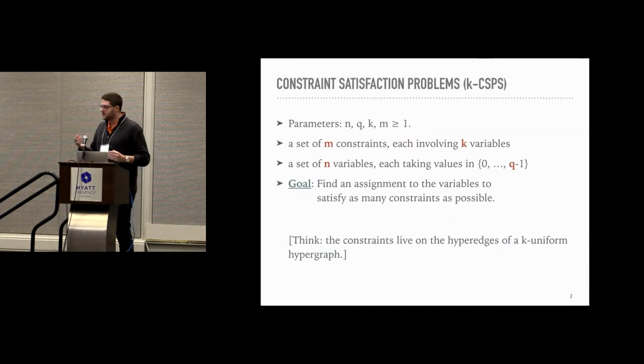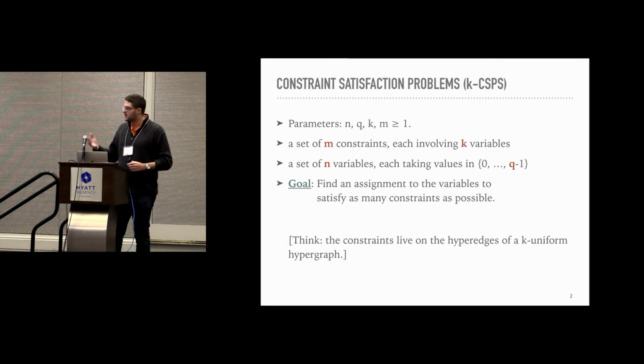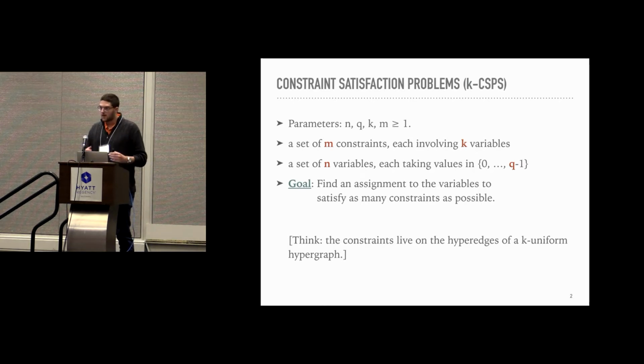Okay, so what are constraint satisfaction problems? I'm given a set of m constraints, each involving k variables. There are n such variables, and the variables take values between 0 and q minus 1. The goal is to find an assignment that satisfies as many of the constraints as possible. The mental image I have in the back of my head is that these constraints are really living on the hyperedges of a k-uniform hypergraph.